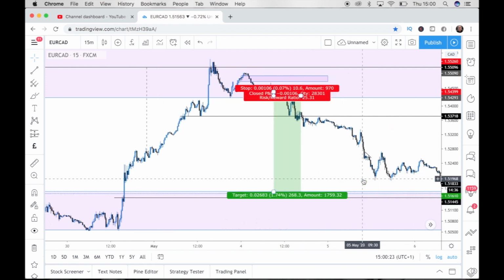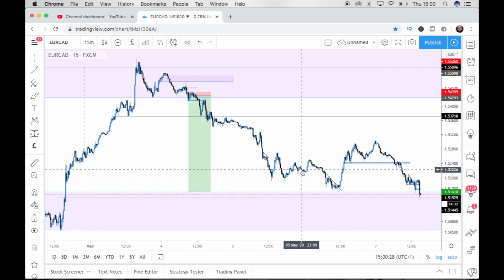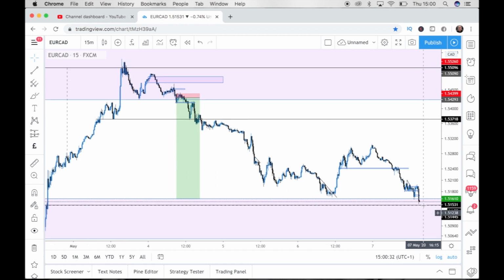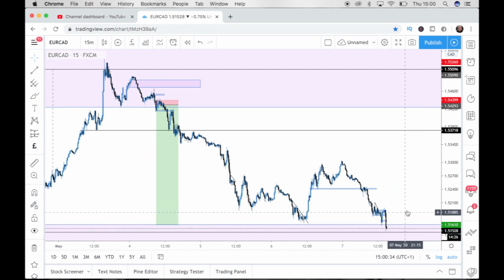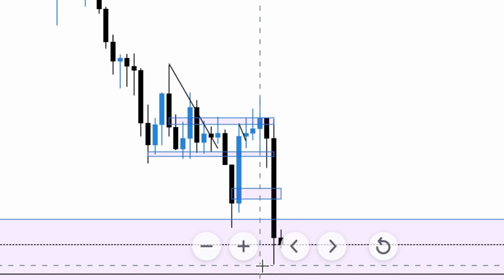And as you can see, if we fast forward all the way to where the price is now, price is doing all kinds of minuses. I jumped in on the 4th of May and literally today, the 7th of May. So it took 3 days for price to get from down here to over here. And look, it just about missed that zone.